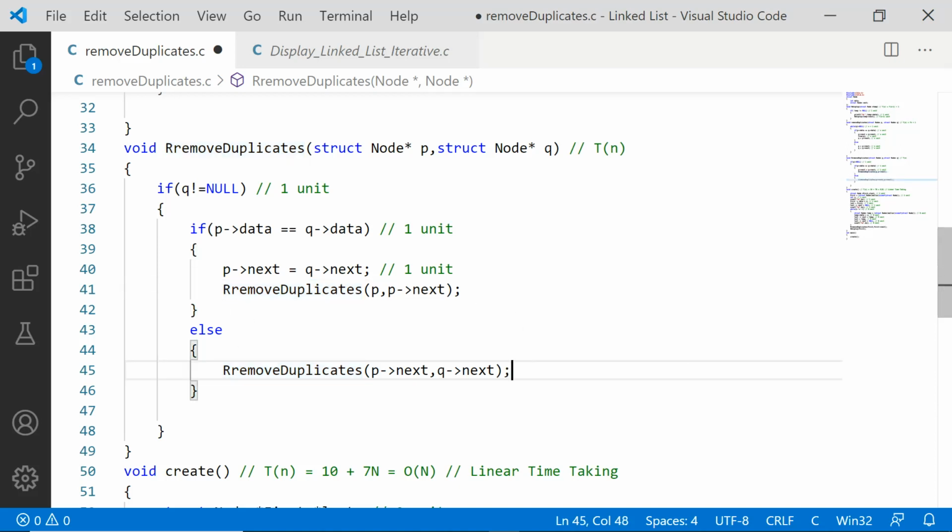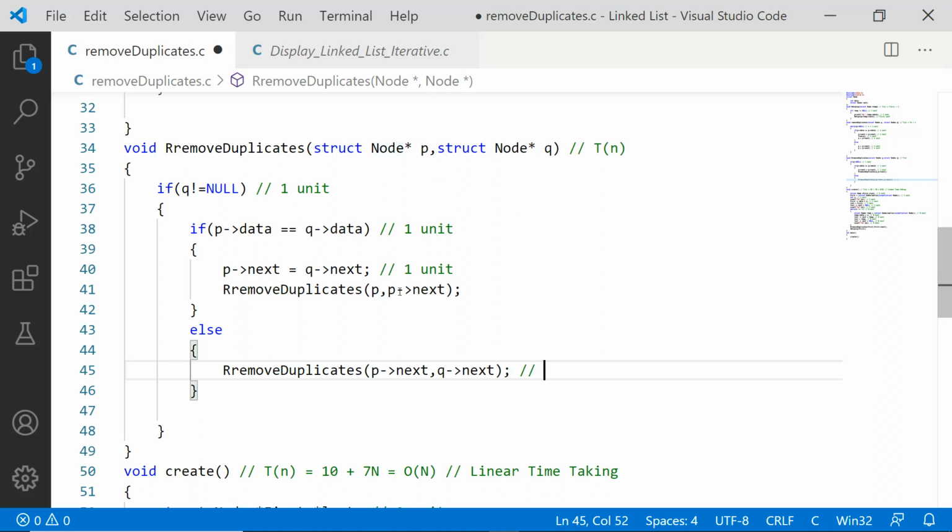So I'll represent both the recursions with the same term. Initially we had n nodes, so we took T of n. Now you are calling q of next or p of next, which means one node completed checking, you are moving to the next node, which means hereafter how many nodes will be there? Only n minus 1 nodes.